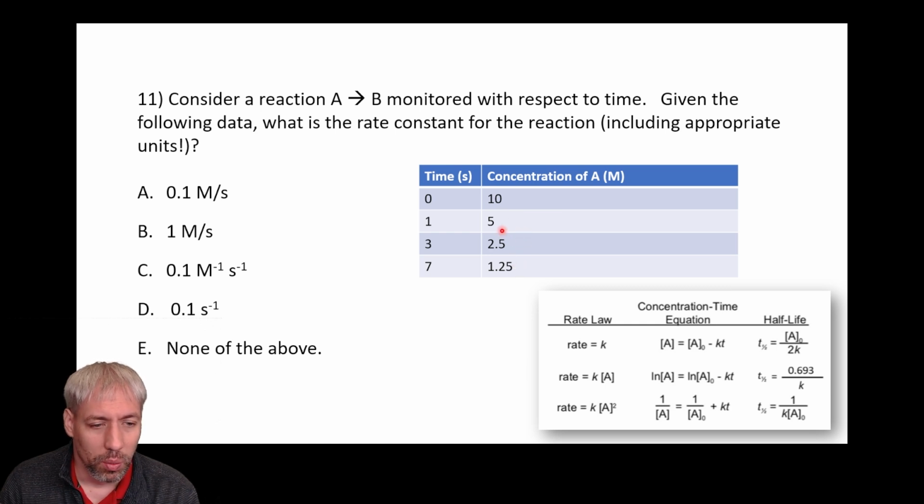And so one way to think about this is, look, we have concentration changing by half, right? 10 to 5 to 2.5 to 1.25. And if this was a first order reaction, we'd expect the half-life to be the same, right? And so it would be 0, 1, 2, 3. Every 1 second it loses half. But that's not what's happening here. You can see that the half-life is getting longer as the concentration goes down.